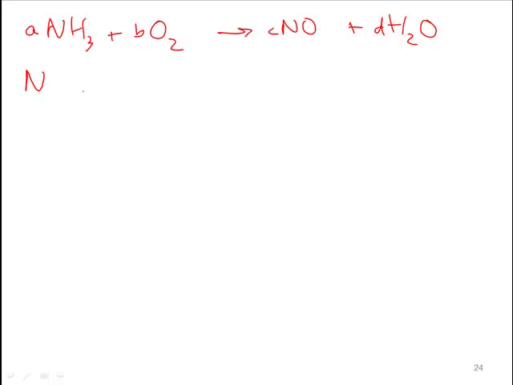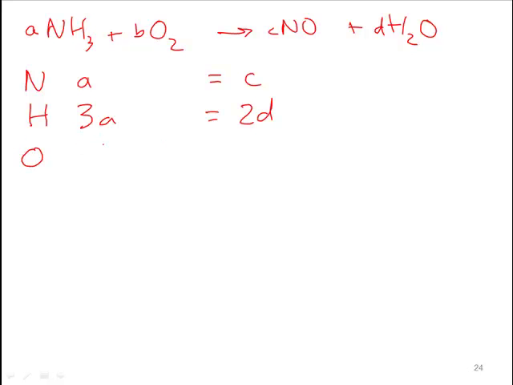So the first one, N. I've got A N's in the first one, none in the second. In the third one, I know that the N's on the left have to equal the N's on the right. I've got C N's on the right. Then I go to the next element, hydrogen. Got 3 A's worth of hydrogen. 3 times A, none in B, none in C, and 2 times D in the water.